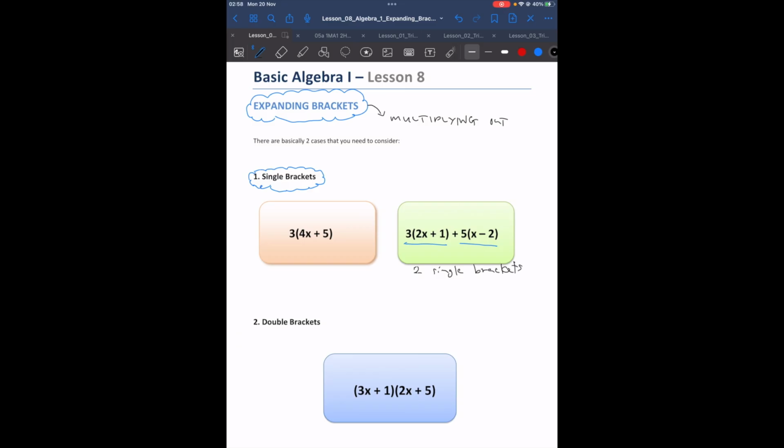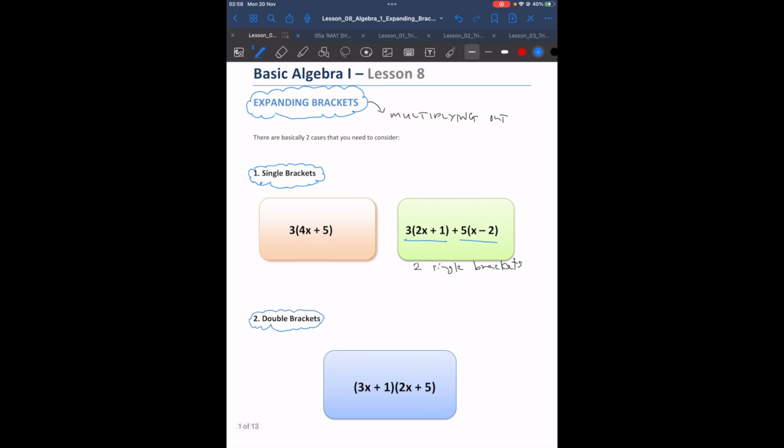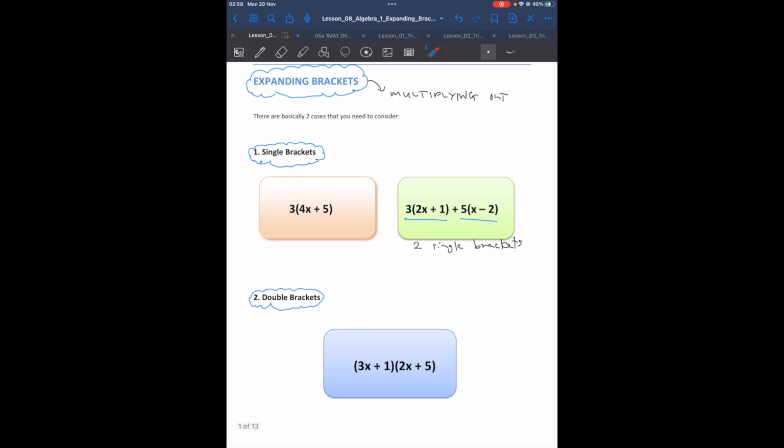The other type of expression that you're going to come across are double bracket expressions. And a double bracket is basically when we have two brackets multiplied together. Now, if there's no symbol between the two brackets, it's basically a multiply. So what we have in this expression is 3x plus 1 multiplied by 2x plus 5. So with the double bracket expression, we have two brackets multiplied together.